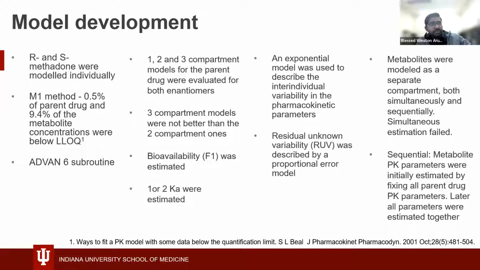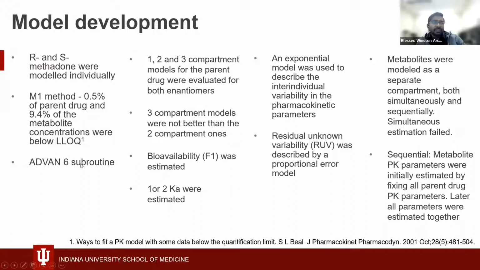We did try the M3 method for taking care of BLOQs, but we did not have many. We had just 0.5% of the parent drug below the level of quantification, and 9.4% of the metabolite concentrations below the level of quantification. So the M1 method is where you just ignore those concentrations which are BLOQs. In the M3 method, you use a Laplacian method to find the likelihood, and that adds information to the model. But in this case, we did not do it. When we tried, it wasn't stable either.